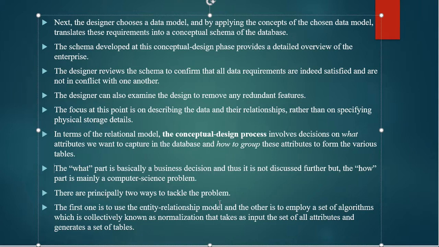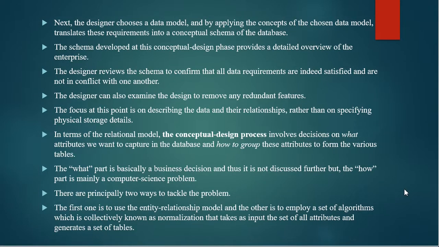You have two ways to tackle this what and how problem. The first one you can use is the entity relationship model, and the other is to employ a set of algorithms which is collectively known as normalization. What this normalization process will do, it is going to take some inputs, the inputs comprising the set of all attributes, and then it is going to create a set of tables.